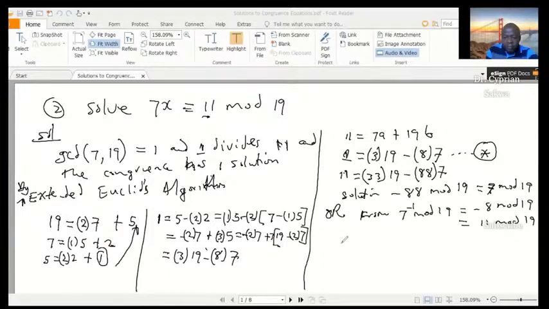Once you have this inverse, go back to this equation here and multiply by the inverse on both sides, mod 19. 11 times 7, these are the inverses. 7 times its inverse gives you 1. 1 times x will be x.